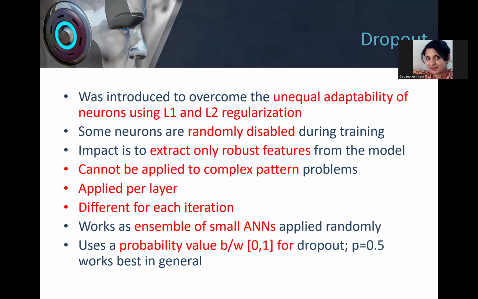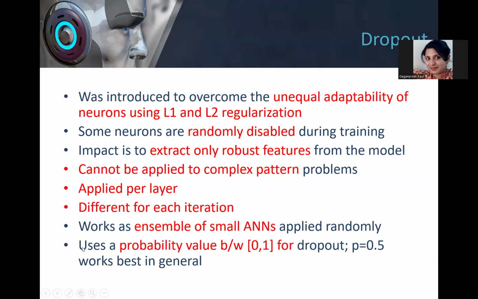And we know that every neuron in my network has a different capability of learning. Co-adaptation is the term we use for this. So this dropout technique helps in achieving the adaptation, which is missing in L1 and L2.